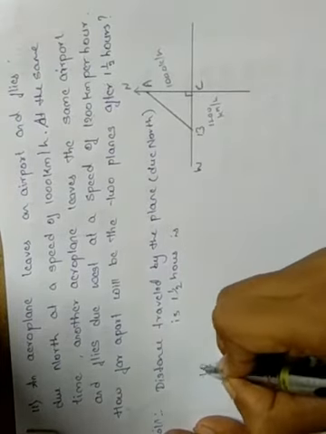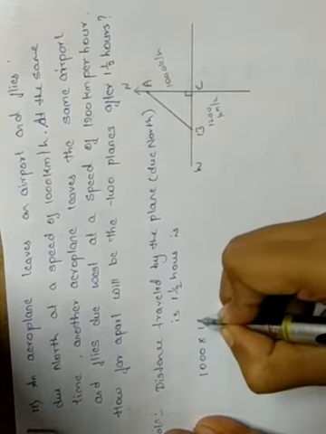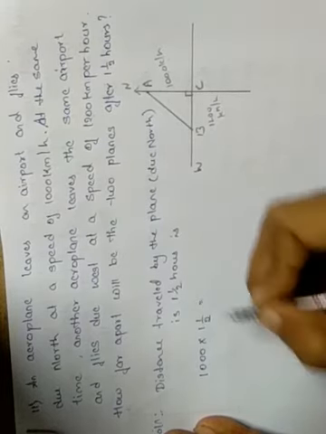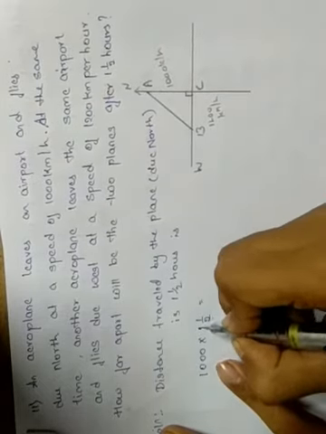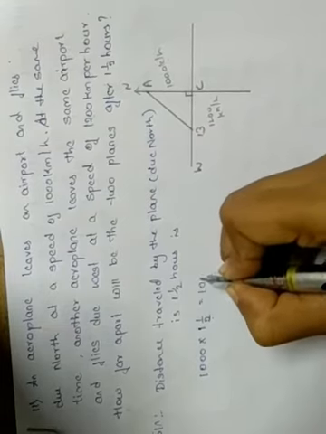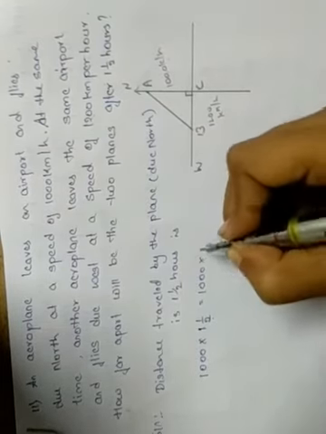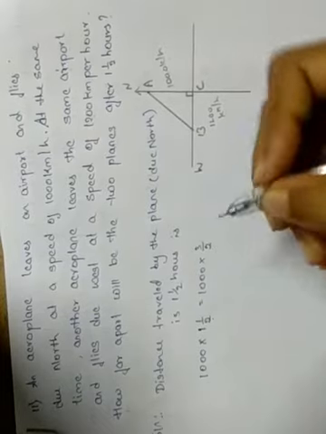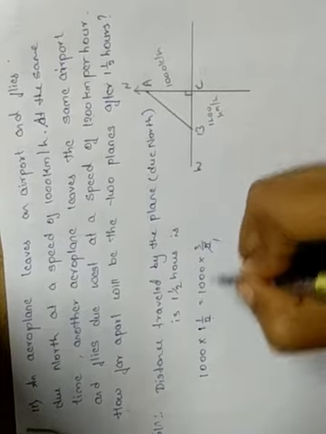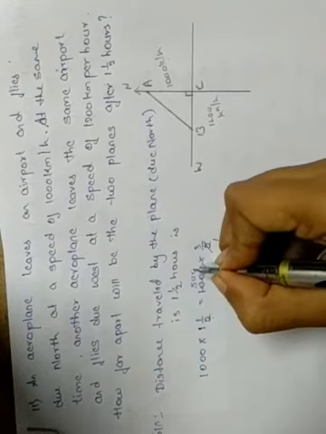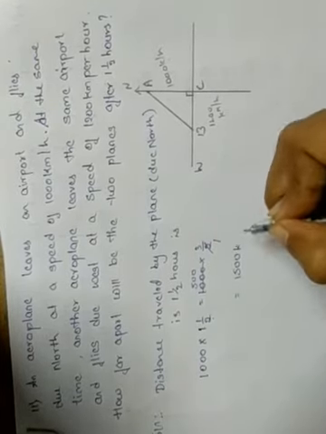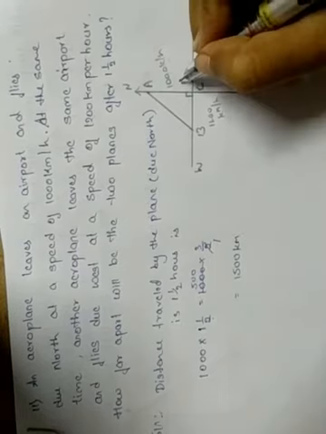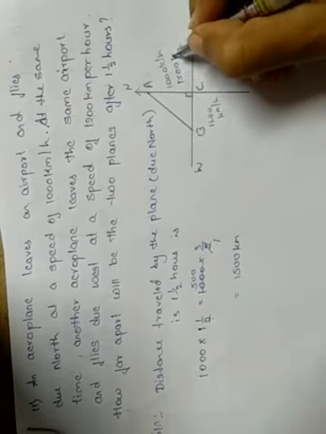How do we find this? It means how much distance it has traveled: 1000 into 1 and 1/2. Right, now we'll convert the mixed fraction into an improper fraction first. 1000 into 2 ones are 2, 2 plus 1, that is 3/2. Now you can simplify it. 2 ones are 2, 2 fives are 10, 500. We got 1500 kilometers. So it has traveled 1500 kilometers.